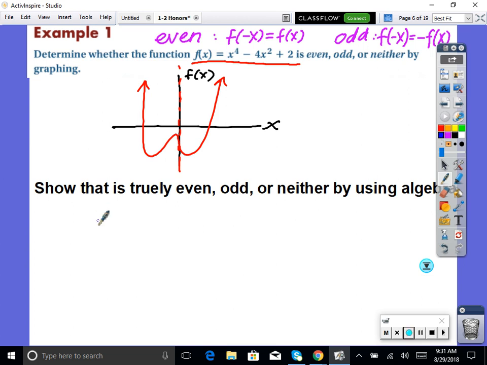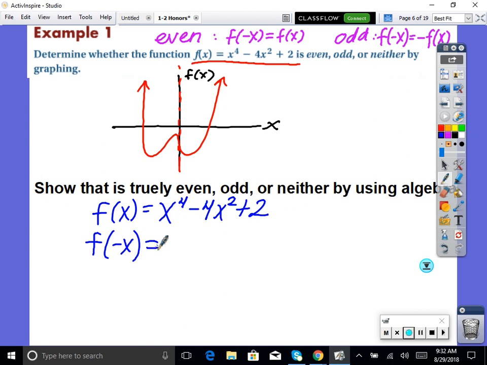So let's take the original function. I'm going to write it down. f of x is equal to x to the fourth minus 4x squared plus 2. And we're going to plug in negative x, wherever there's an x. We're replacing it. Now, guys, if you're replacing something or plugging something in, you need parentheses. So always use parentheses. So now we have (negative x) to the fourth, minus 4 times (negative x) squared, plus 2.